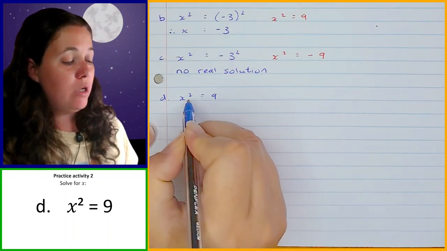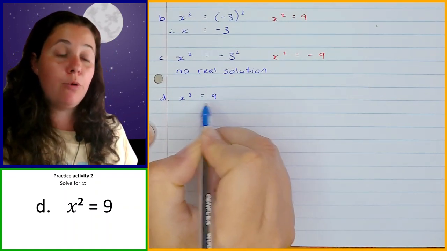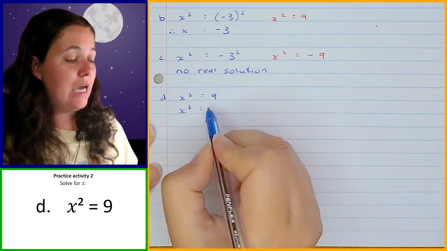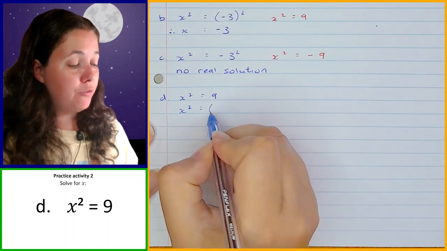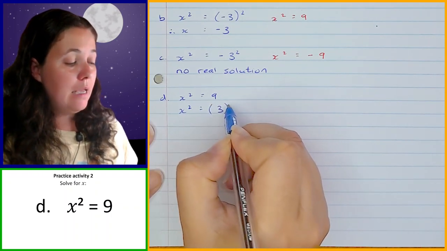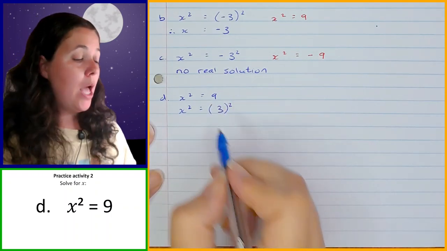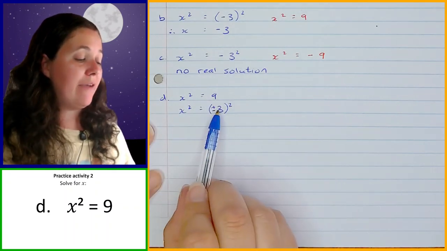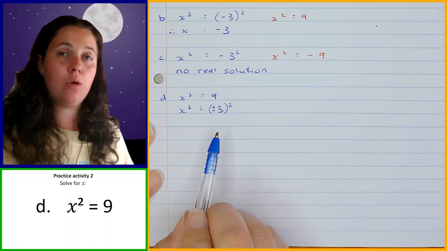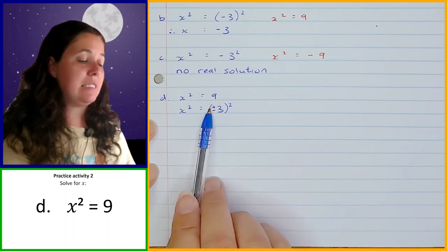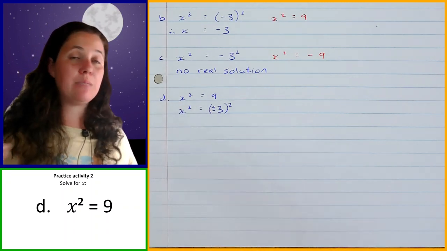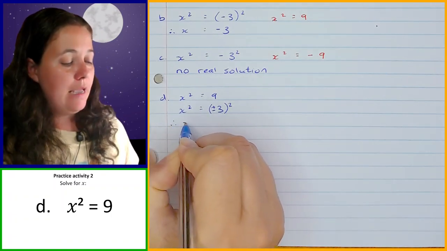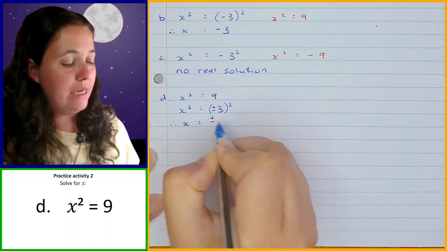So if I want to make a base on both sides that has the same exponent of 2, then I have to say, well, yes, 3 squared is equal to 9, but negative 3 squared is also equal to 9, which means I have to take both of those into account. Once I've got that, I have the same exponents, so I can drop the exponents and make the bases equal to each other. Therefore, x is equal to positive or negative 3.